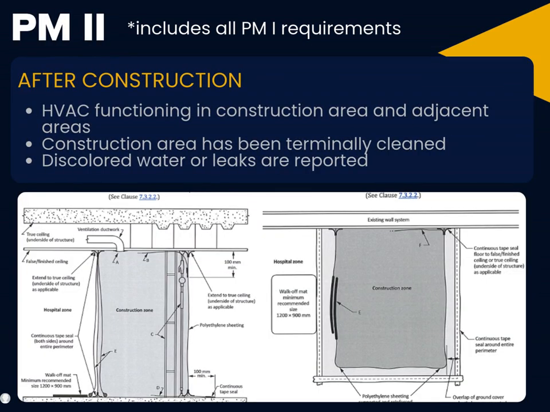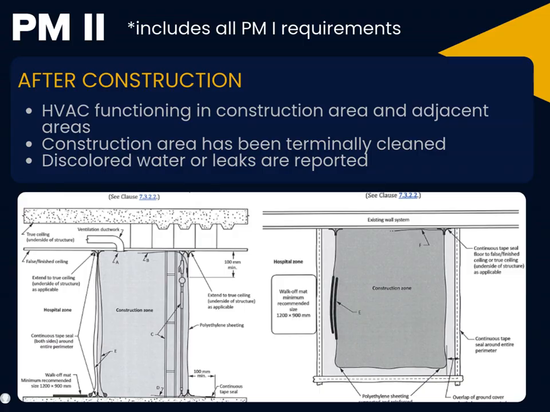After preventative measure 2 construction, make sure the ventilation system is working properly in both the construction area and nearby spaces. Confirm that the construction area has been thoroughly cleaned and report any discolored water or leaks immediately. And remember, all preventative measure 1 requirements still apply to preventative measure 2 projects.